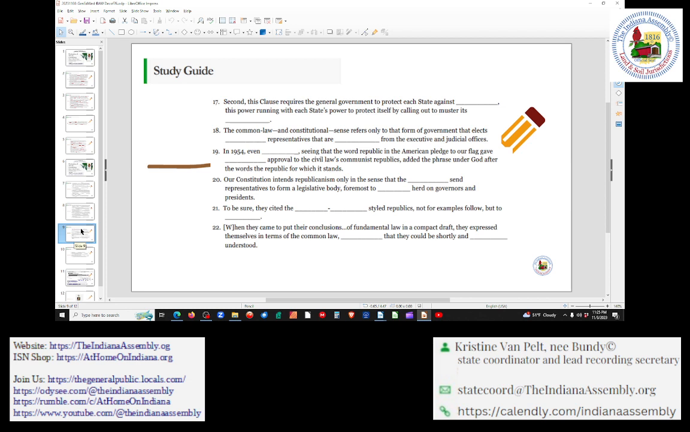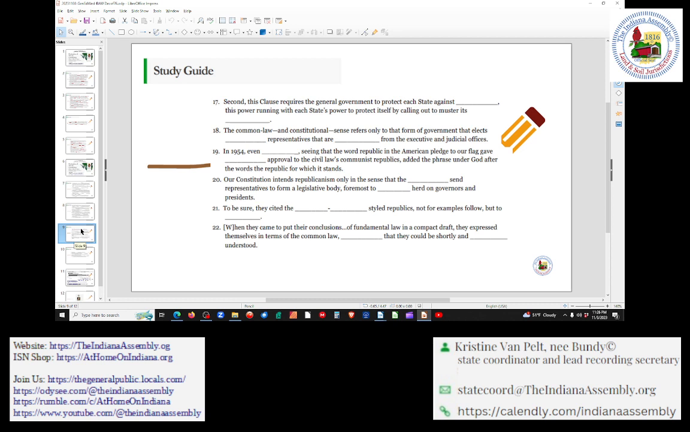Number 19. In 1954, even blank, seeing that the word republic in the American pledge to our flag gave blank approval to the civil laws communist republics, added the phrase under God after the words the republic for which it stands. Number 20, our Constitution intends republicanism only in the sense that the blank send representatives to form a legislative body, foremost to blank herd on governors and presidents. Number 21, to be sure, they cited the blank styled republics, not for examples follow, but to blank.